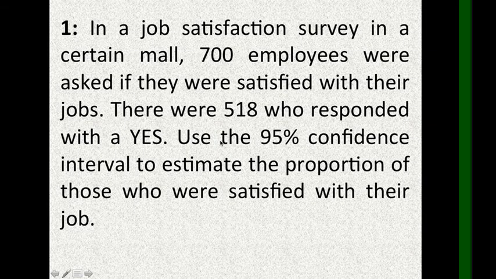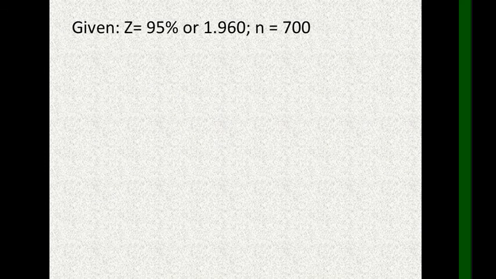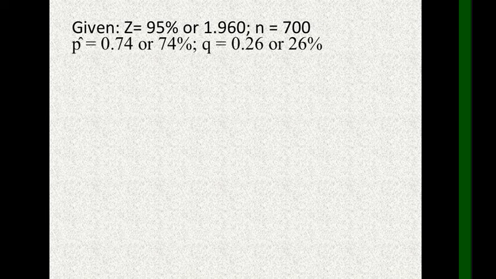In a job satisfaction survey in a certain mall, 700 employees were asked if they were satisfied with their jobs. There were 518 who responded with a yes. Use the 95% confidence interval to estimate the proportion of those who were satisfied with their job. So first, write the given. The given are Z is 95% or 1.960, N is equal to 700, P hat is equal to 0.74 or 74%, and Q is equal to 0.26 or 26%.